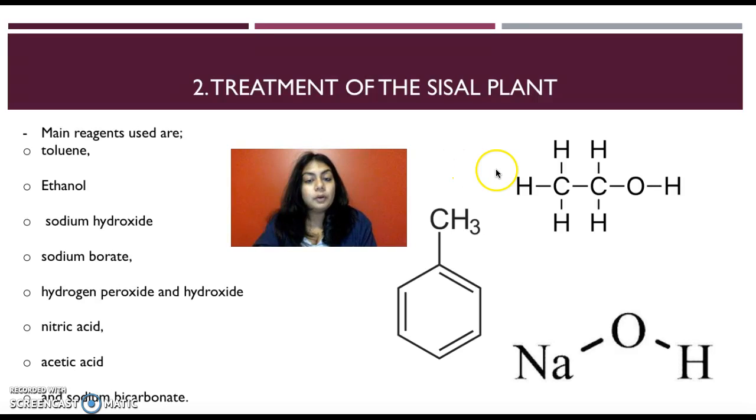So, second point, the treatment of a sisal plant. The main reagents that are used are toluene, ethanol, sodium hydroxide, sodium borate, hydrogen peroxide, nitric acid, acetic acid, and sodium bicarbonate.